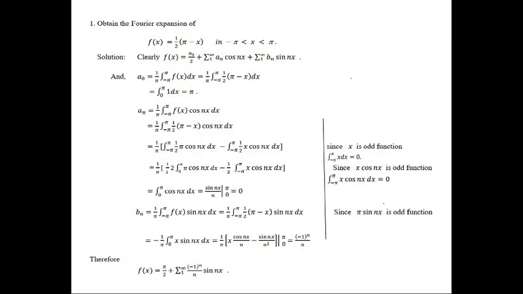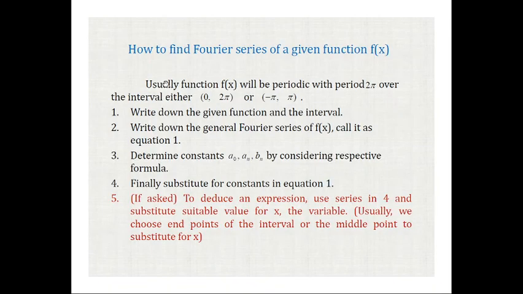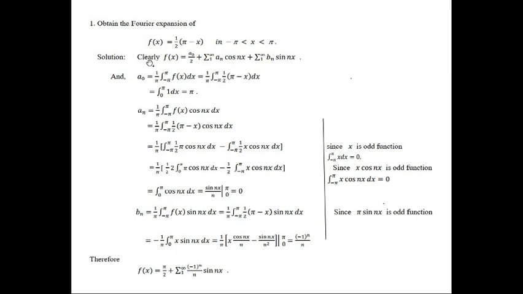Obtain the Fourier series expansion of f of x equal to 1/2 (π minus x) in -π less than x less than π. So this is the problem statement. Now we need to find the Fourier series expansion of this using the corresponding formulas. Solution: here I have not followed the exact method that I mentioned here. So first what you have to write here: given f of x equal to (π minus x)/2 and the interval -π comma +π. Then write down the general series expansion.